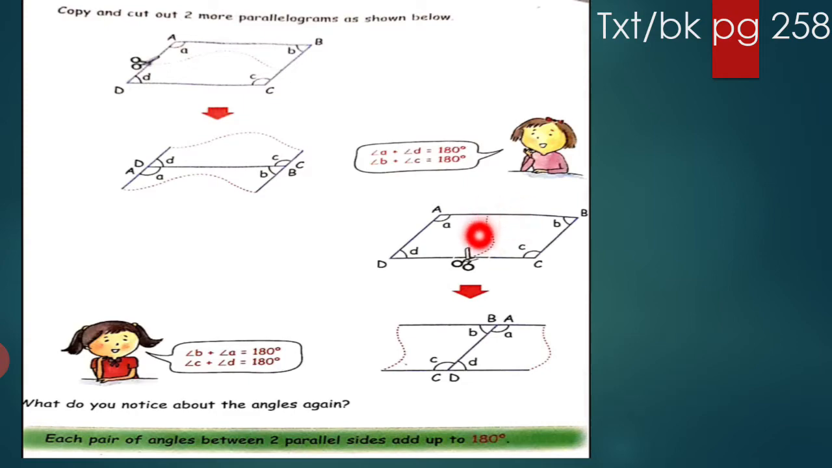You are supposed to cut the parallelogram in this direction, and match the pieces like that. You will again come to know that angle B plus angle A is equal to 180 degrees. Similarly, angle C plus angle D is equal to 180 degrees. So what do you notice about the angles again, students? Each pair of angles between two parallel sides adds up to 180 degrees.